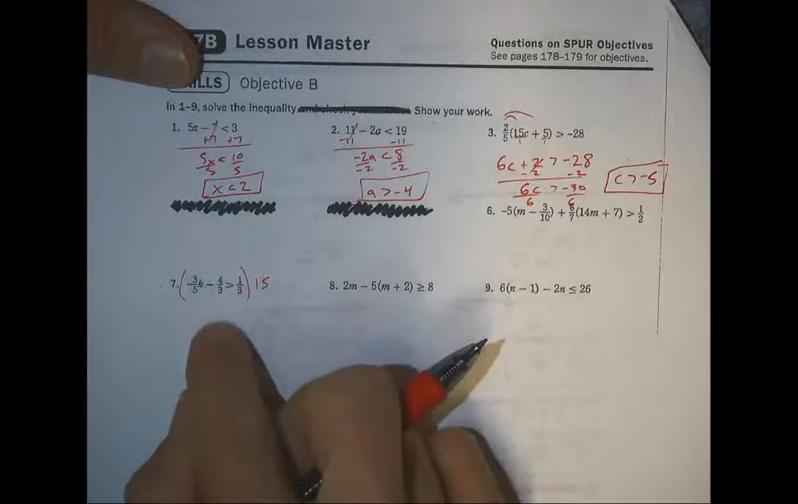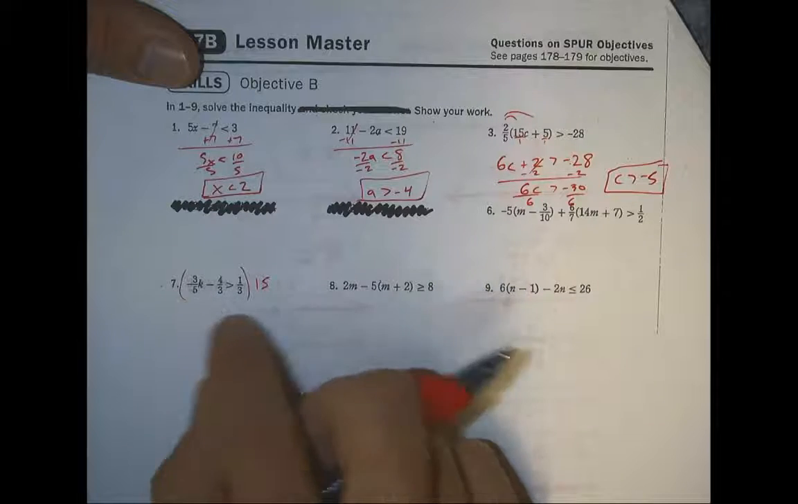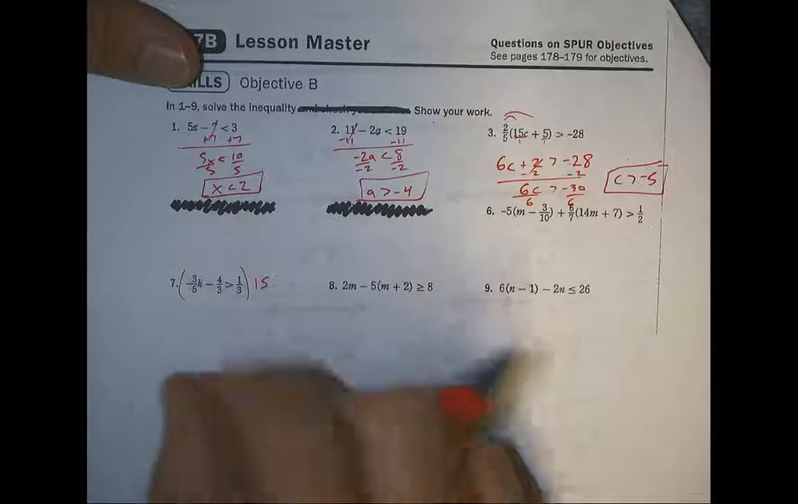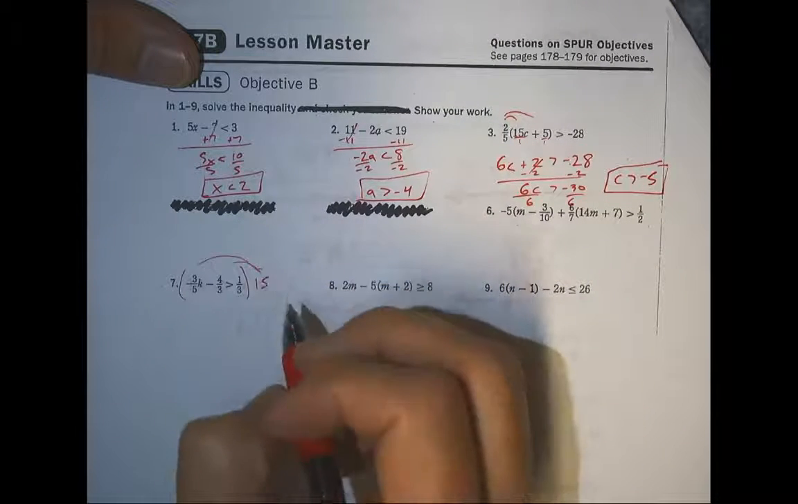But if you wanted to solve this, you could add 4/3 to both sides. Use your calculator to handle the fractions. Divide by negative 3/5 or multiply by the reciprocal, and you'll get your answer. But I'm going to go ahead and distribute the 15 and clear out these fractions.